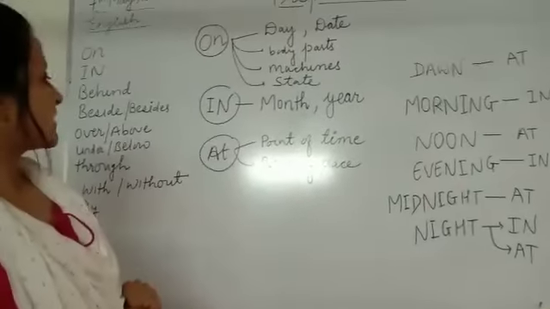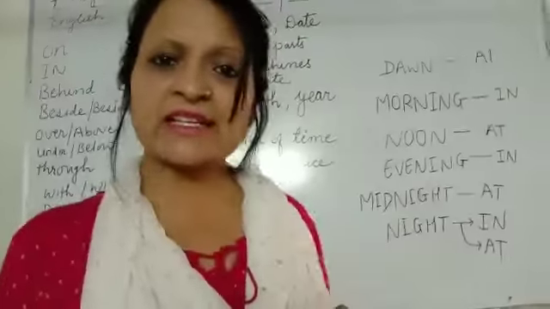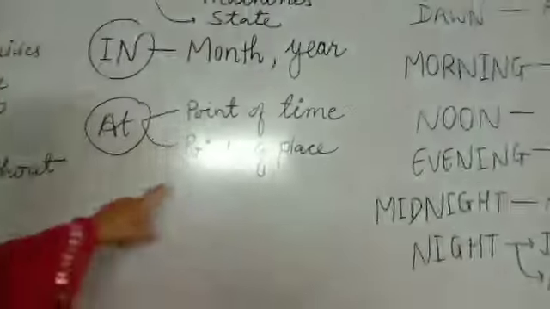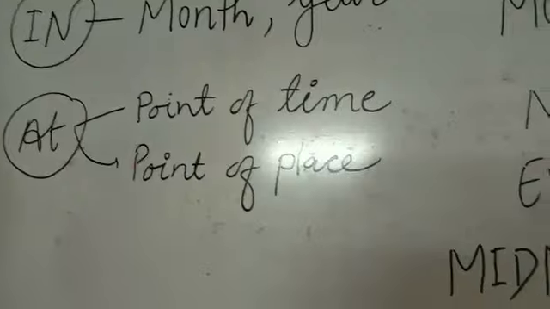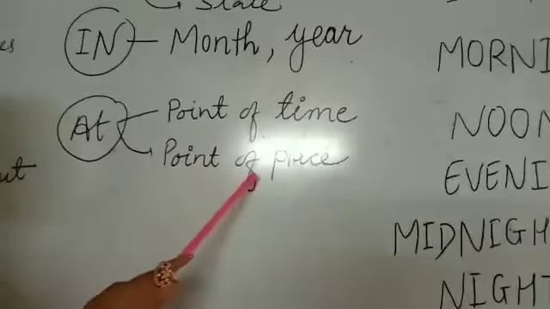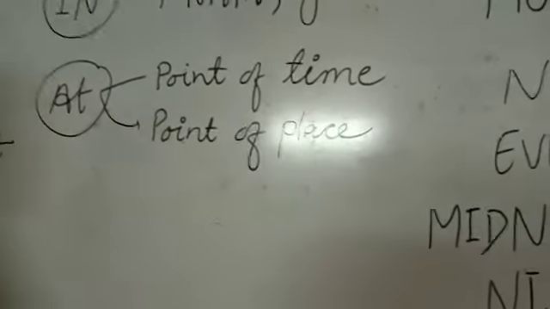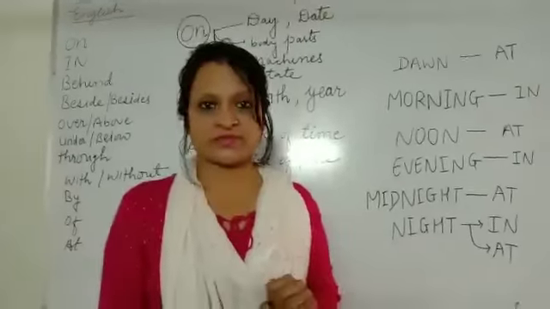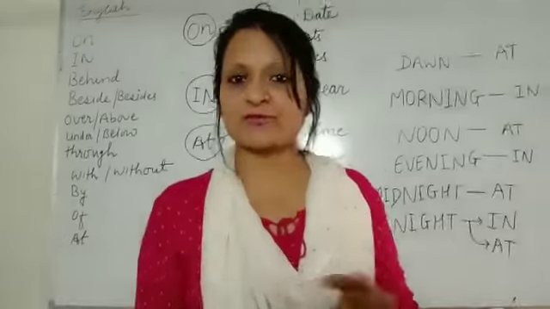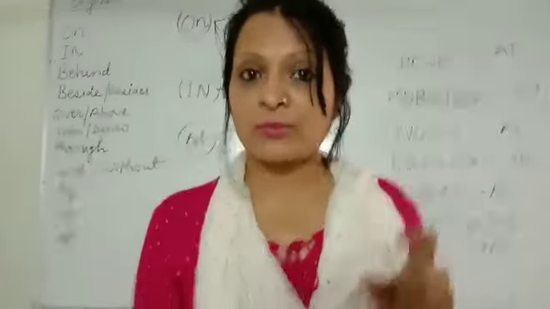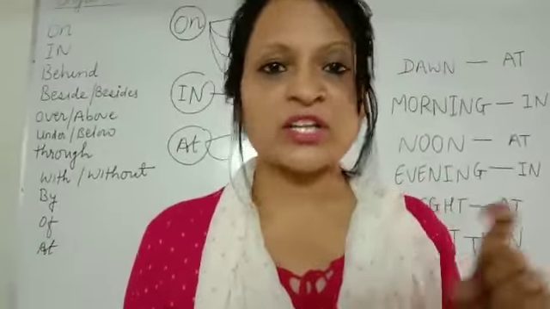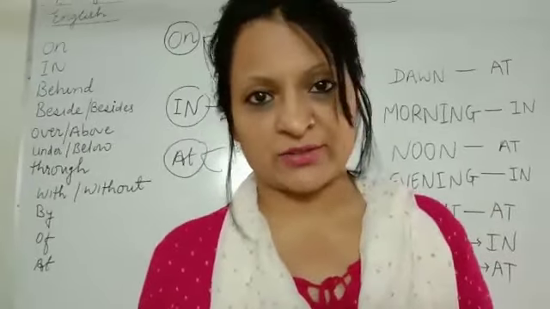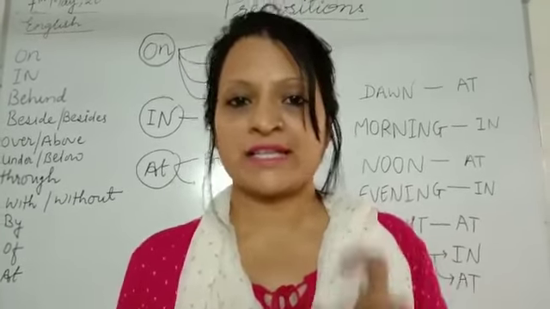Next is the use of at. At is used when you show the point of time and the point of place. The point of time and the point of place. Exactly the point. Like I will come at 4 o'clock. अब मैं कोई शाम या मॉर्निंग कुछ ऐसा नहीं कह रही हूँ, मैं क्या कह रही हूँ, मैं 4 बजे आऊंगी. सो दैट इज द पॉइंट ऑफ टाइम. I will come at 4 o'clock in the evening, right? At 4 o'clock in the evening.